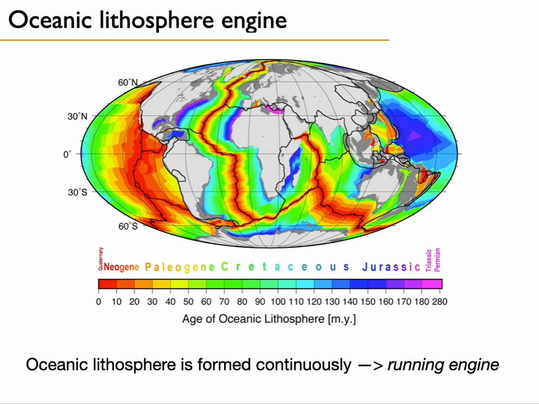Then mid-ocean ridges are active, and they are the main engine that produces oceanic crust and oceanic lithosphere. So here you see the age of the oceanic lithosphere. They are the main ridges. The age is 0, of course, at the center of divergence, and then it becomes older and older as you go closer to the continental margins. So this engine is continuous. It's a running engine. Oceanic lithosphere is being formed continuously.